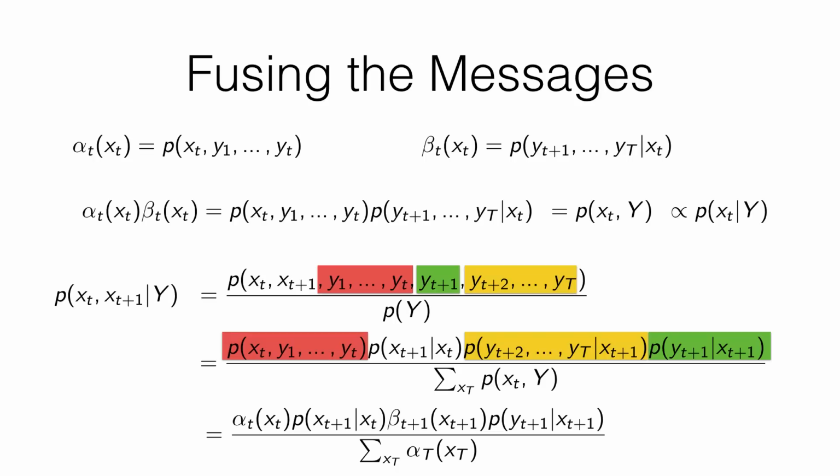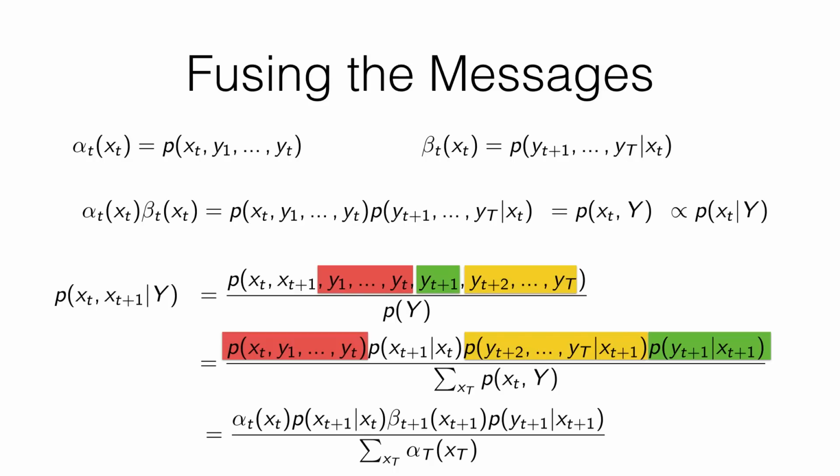compute p of y from what we've previously computed by considering the alpha at the last time step and summing over all the x's. And you can think a little bit about why that is. If you look at the equations, you'll see why that is.